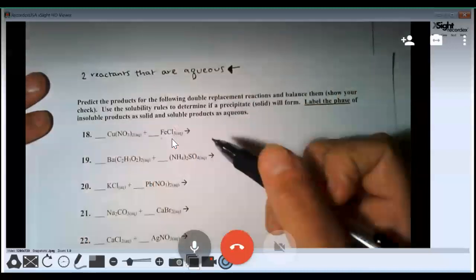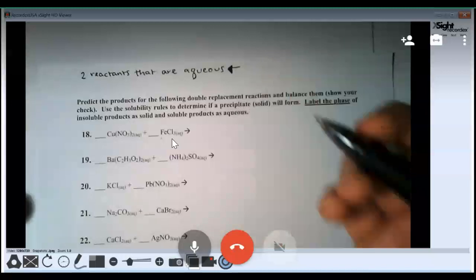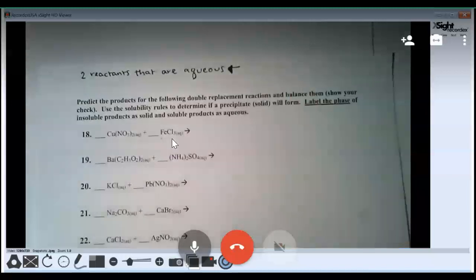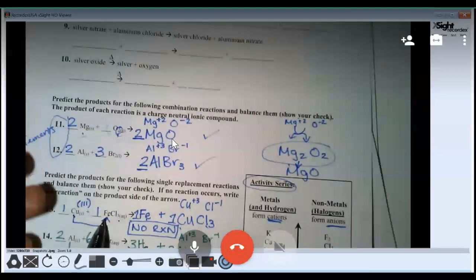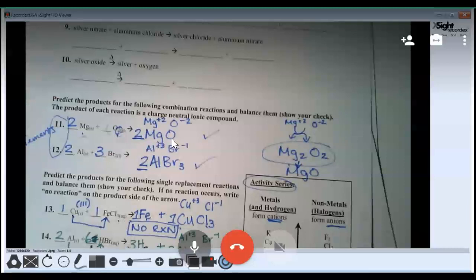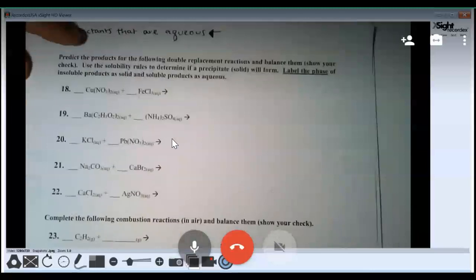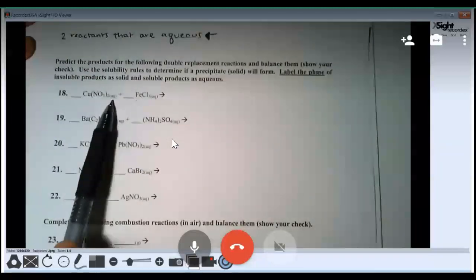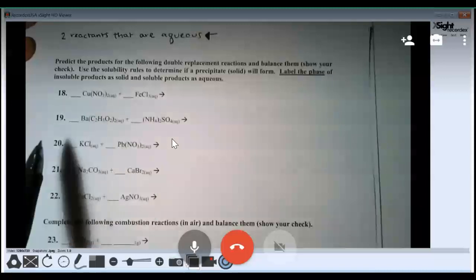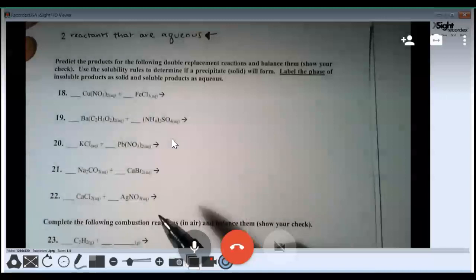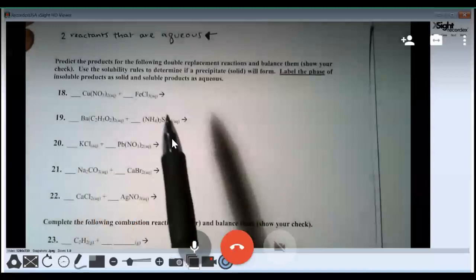But for the reaction to actually occur, back with single replacement, remember, we were looking at whether or not the lone element is more reactive than the one that it's replacing. So that was the requirement for a single replacement reaction to occur. But for a double replacement reaction, we have to have 2 reactants that are aqueous. So in this first problem, it actually gives us the state symbols. It tells us that both of them are aqueous. But if it didn't give it to you, you need to look at your solubility rules and determine if they are aqueous to make sure the reaction occurs.